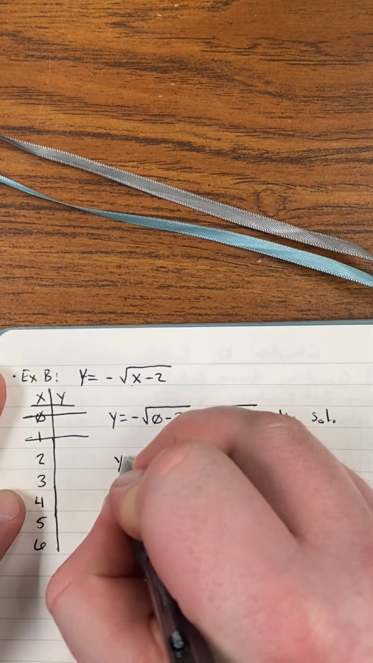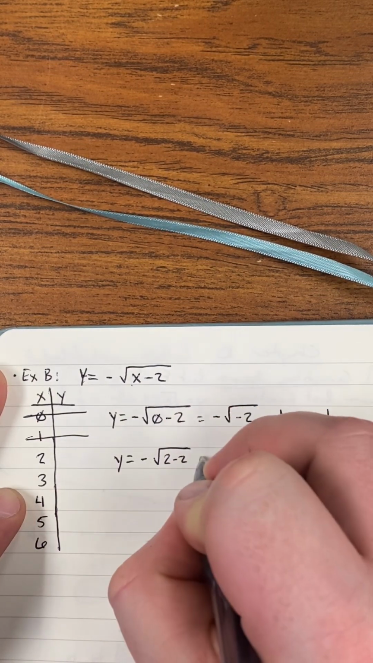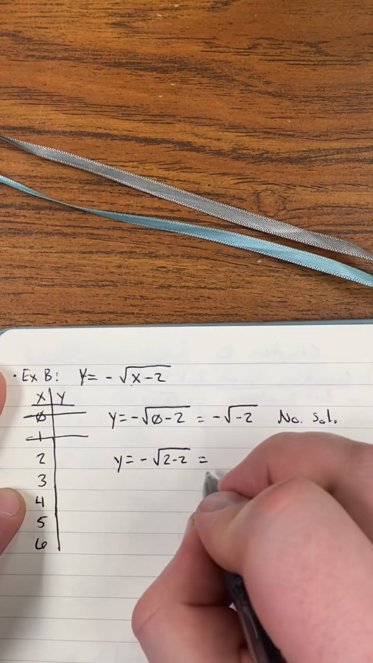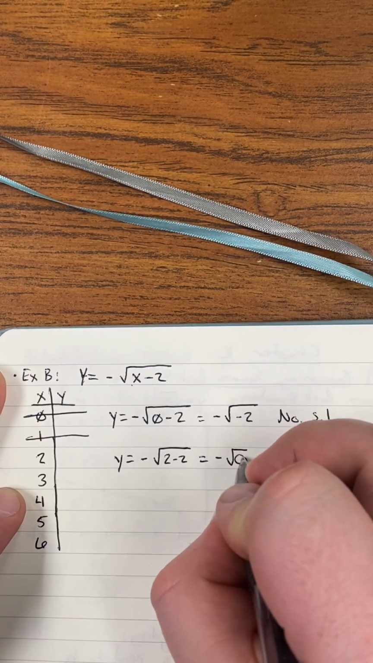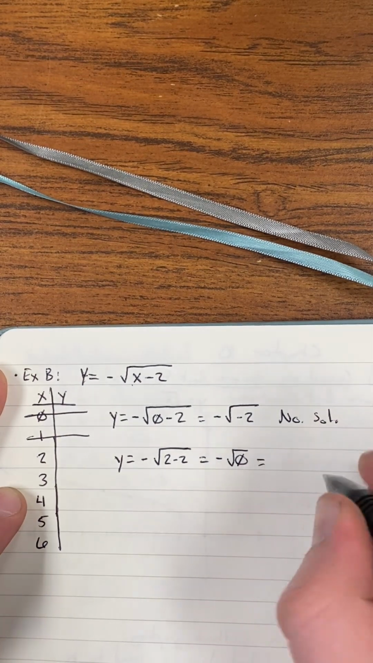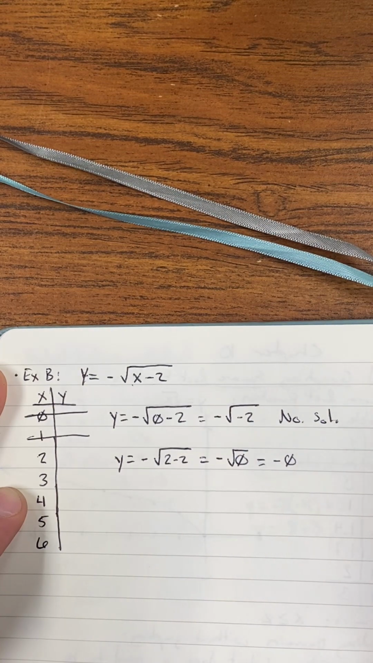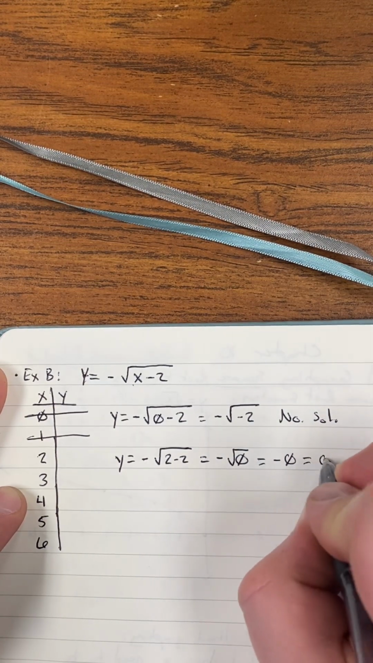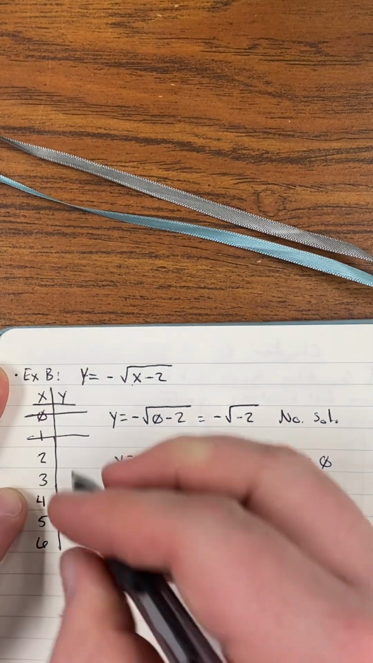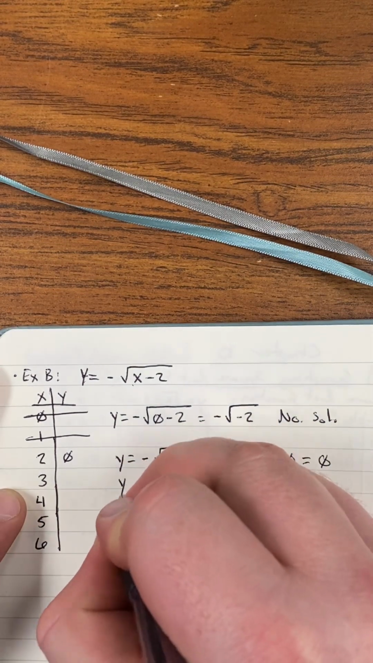However, watch what happens when I plug in 2. 2 minus 2 equals the negative square root of 0. Well, guess what? I can take the square root of 0. Square root of 0 is just 0. And we know there's no such thing as a negative 0, so it's just 0 as our answer. So I get 2, 0 as my answer. Okay, let's keep going.